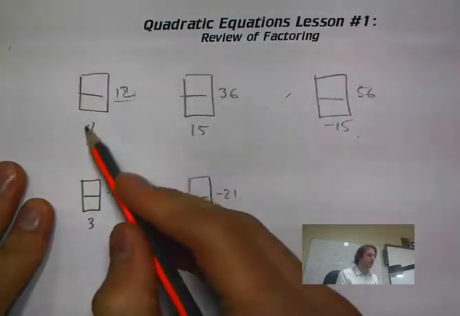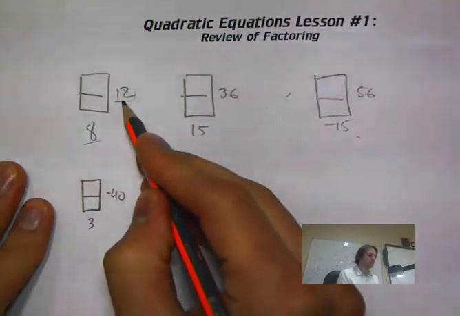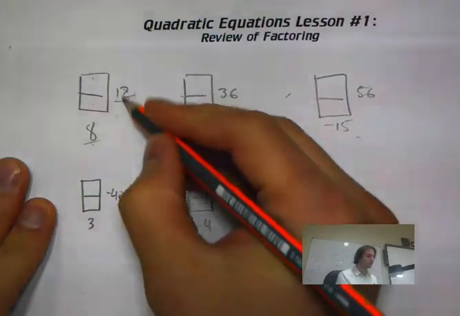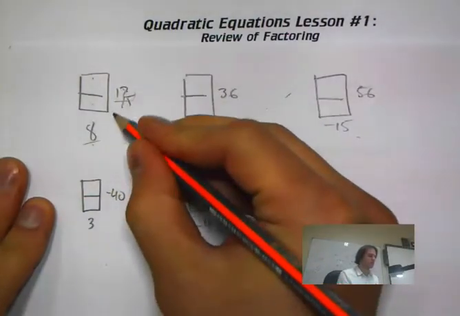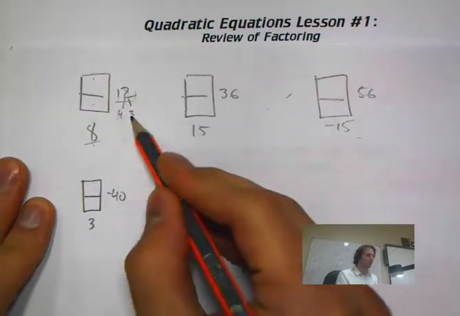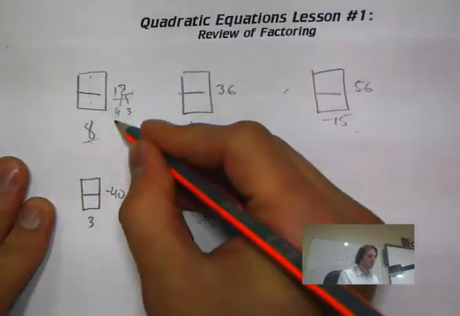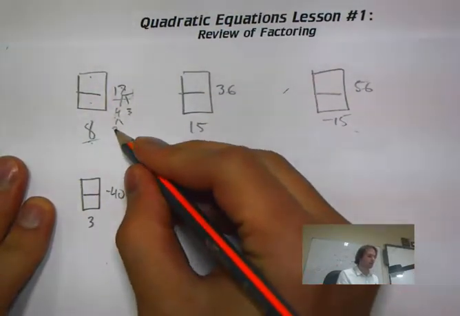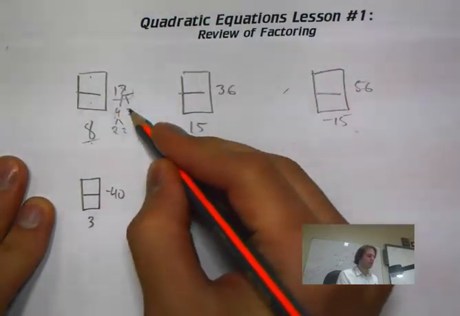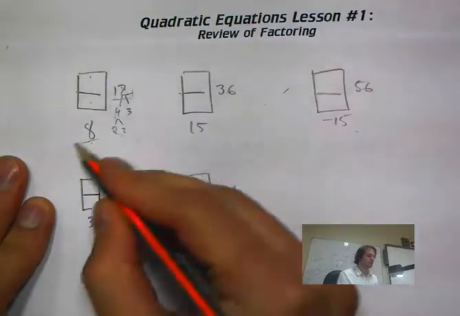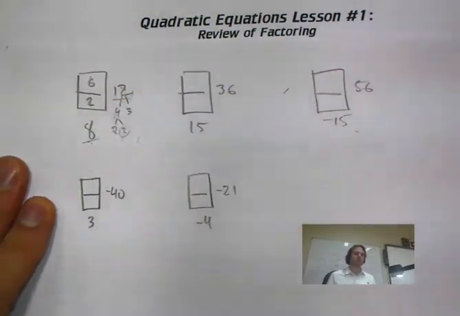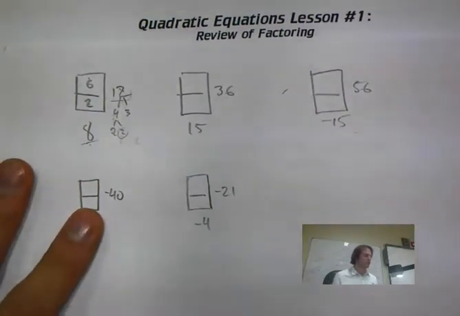So if we have 12 and 8, we want two numbers that multiply to give 12 and add to give us 8 to fit in here. So let's break down 12 into its factors. That is the same as 4 multiplied by 3. Well, if I add 4 and 3 together, that doesn't give me 8. So let's try 2 and 6. Now, I can multiply 2 and 3. That gives me 6. And then I'm left with a 2. So 6 and 2. That works. 6 plus 2 is 8.